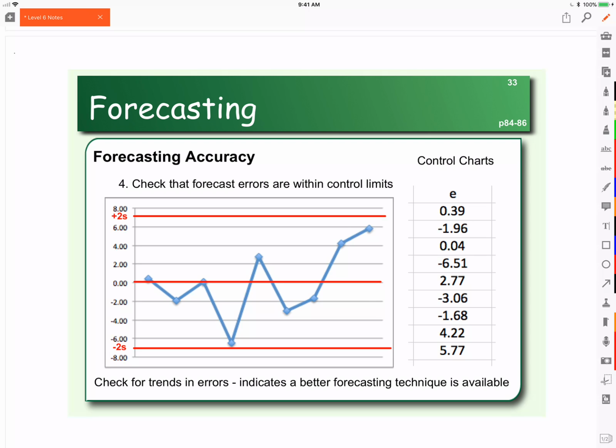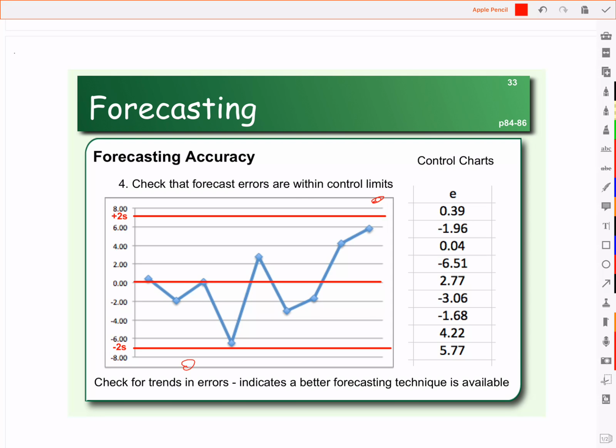We want to make sure that none of the errors are outside of those upper or lower bounds. So that would be some irregular variations we hadn't accounted for. We want to make sure that there's no pattern in the data and that it's on both sides of our 0. So this would tell us whether or not we had a good forecasting model.